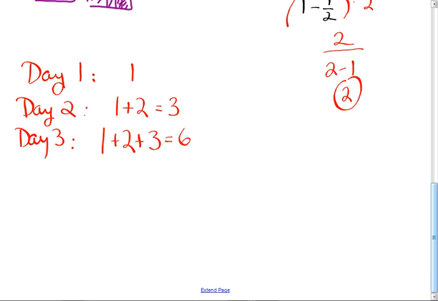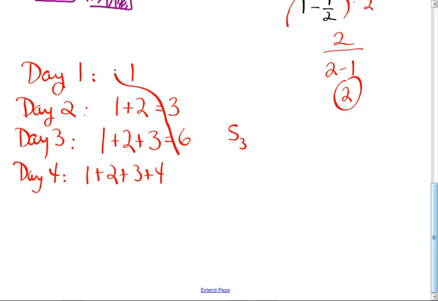This is not geometric. This is not exponential. Okay, guys? So this is the third partial sum. That's S sub 3. Guess what? You get another sequence. What's the fourth day? 1 plus 2 plus 3 plus 4, which is 10. That's S sub 4.